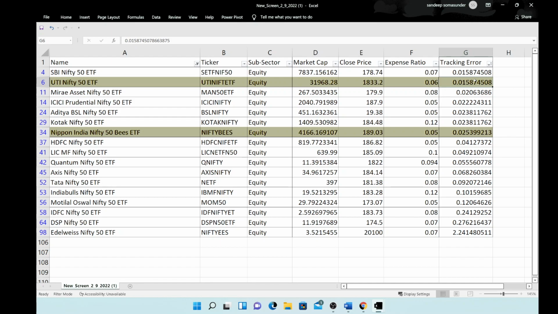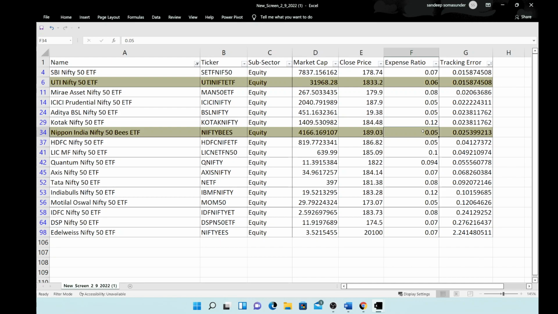If you see it, this gives a more similar return to the actual Nifty50 compared to this, but the difference is 0.01. So if you are looking for a lower tracking error, you can go for UTI Nifty50. However, if you are going for a lower expense ratio, you can go for Nippon BeES. But please keep in mind, apart from this expense ratio, you have to pay service charges.